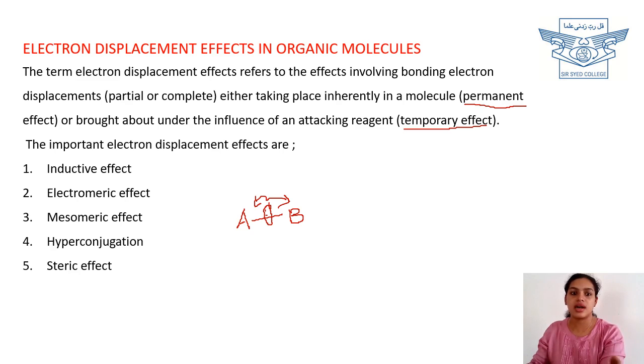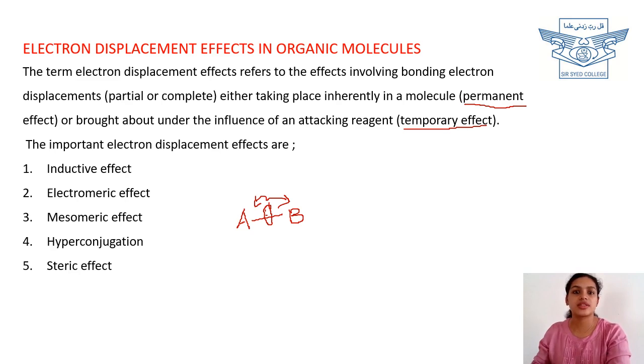So I'm repeating it. It refers to the effects involving bonding electron displacement. That means the bonding electrons are displaced. These are the bonding electrons. They are supposed to be at the midpoint, but they are being displaced, either taking place inherently in a molecule. It could be a permanent effect, or it could be brought about only in the presence of an attacking reagent. There are 5 important electron displacement effects, which are inductive, electromeric, mesomeric, hyperconjugation, and steric effect.